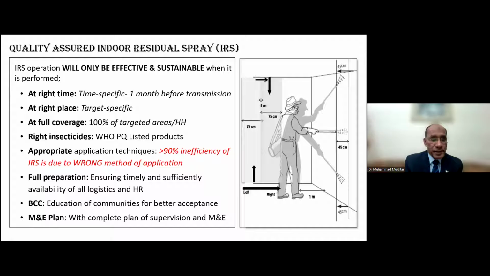Note all these pillars and all these points are equally important. We can't say this is more important than that. If you don't put the IRS at the right time, you will not get impact. If you don't put the IRS in the right place, you will not get the impact. Appropriate application technique is very important. And you know, as a vector control expert, that more than 90% inefficiency of IRS is due to wrong method of application, which Inigo has solved a lot of.